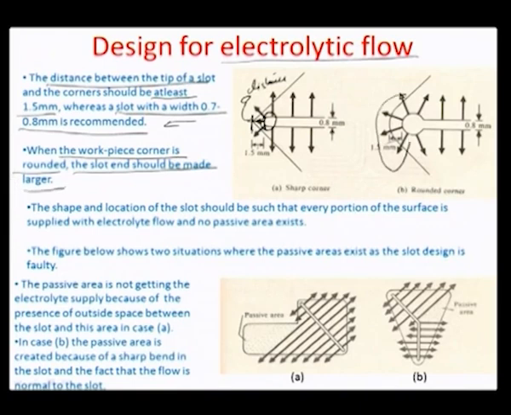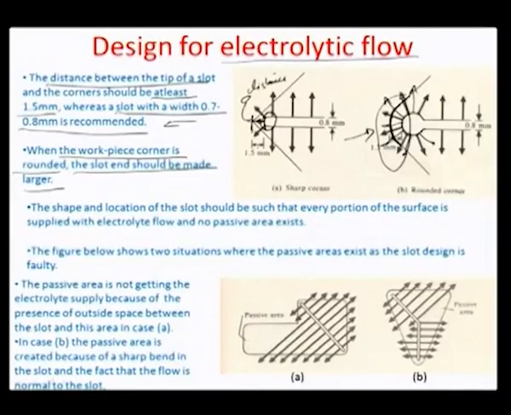For example, you can see a particular case here, this is a rounded corner, okay, and you are deliberately making the slot end larger because you want the flow to reach in all the directions. If the slot were narrow here, maybe the flow would not have been able to reach sufficiently the fully chamfered corner. So you have to ensure that the flow reaches, okay. So maybe some shape equivalence between the chamfering here and the chamfer of the corner of the slot is needed, and the shape and location of the slot should be such that every portion of the surface is supplied and there is no passive area.